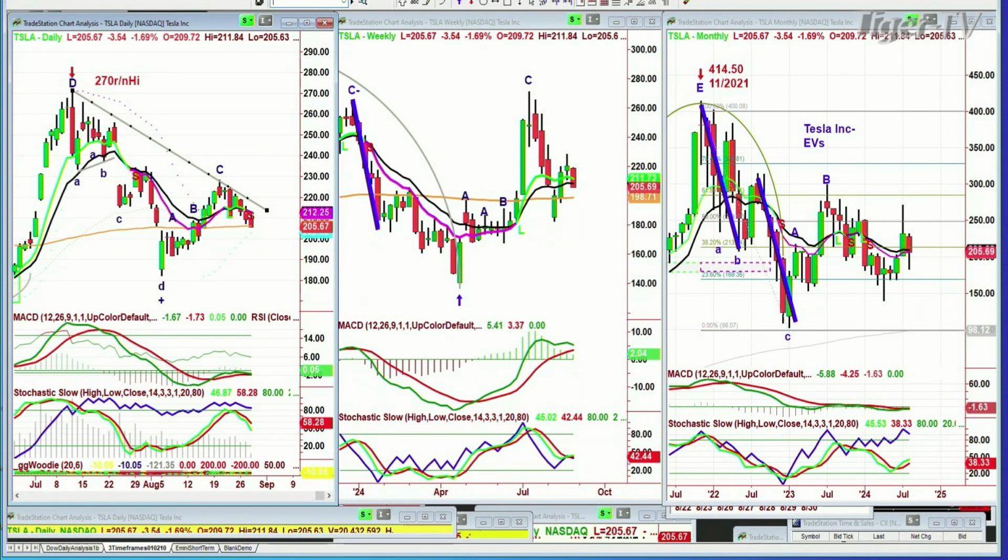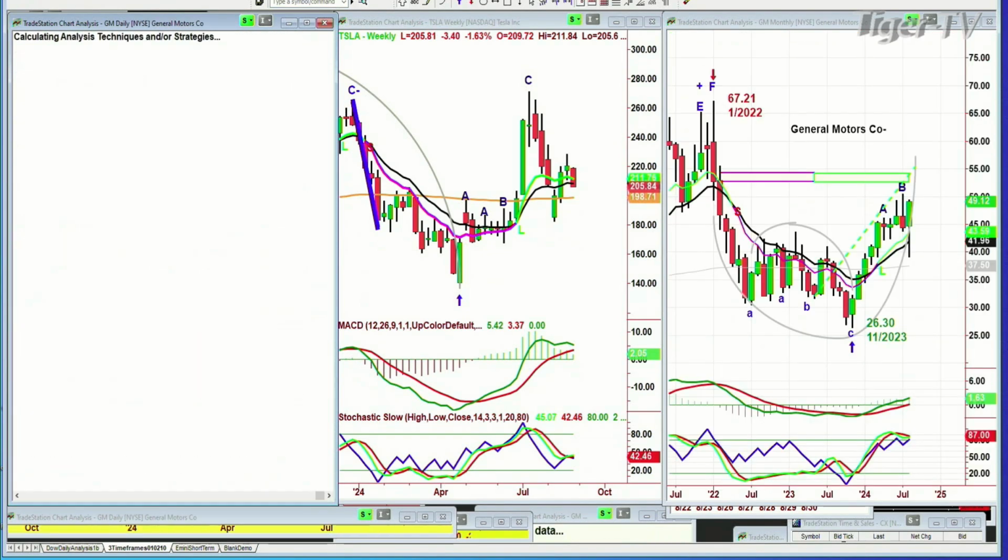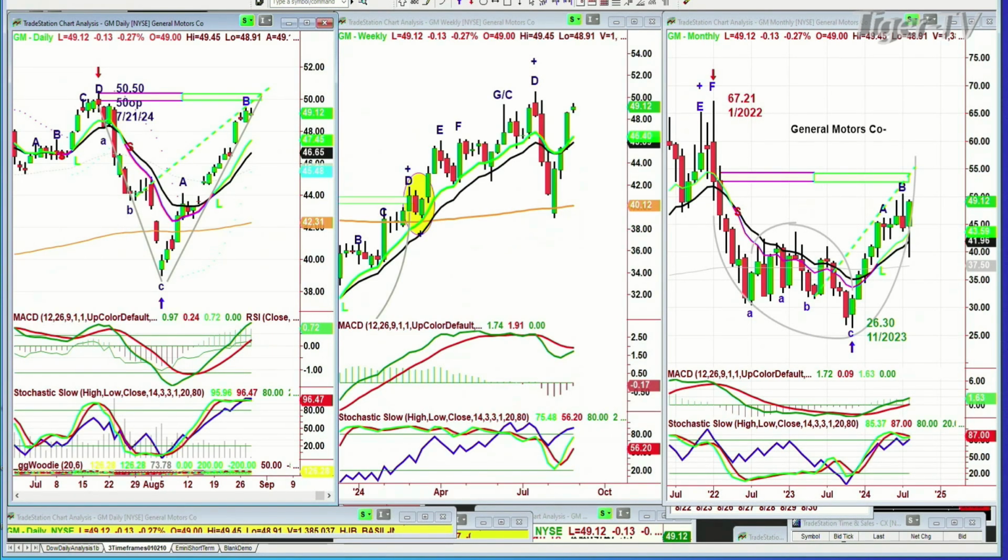I had one question, which was GM. I showed the chart yesterday. It was a very positive chart. That's the one that's holding well, because I think that Mary Barra, and I was not a fan of hers at all, because she was there when they were doing all the wrong things. But anyway, she's done a nice turnaround because this has gone from 26.30 back in November of 2023 to where it is right now at 49.12 in leg B. In the daily chart, all the technicals are very strong. This is one of the better ones.